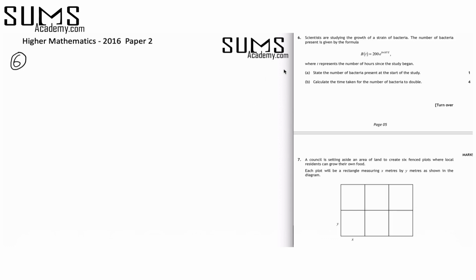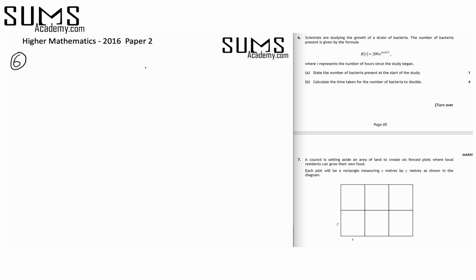Question 6. Scientists are studying the growth of a strain of bacteria. The number of bacteria present is given by the formula B(t) equals 200 e to the 0.107 t, where t represents the number of hours since the study began. For part A, we state the number of bacteria that was present at the beginning of the study.